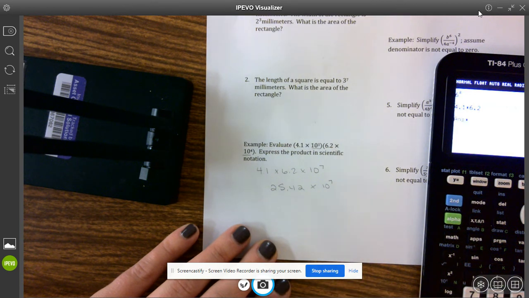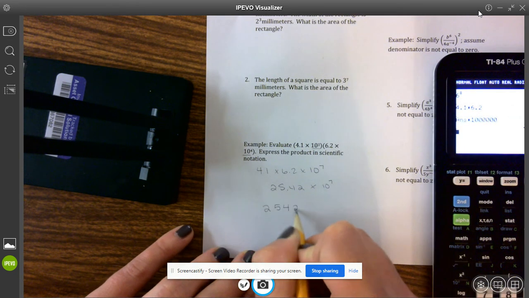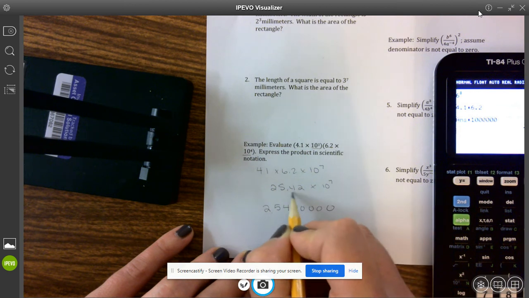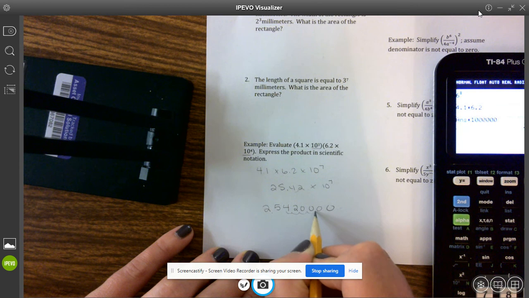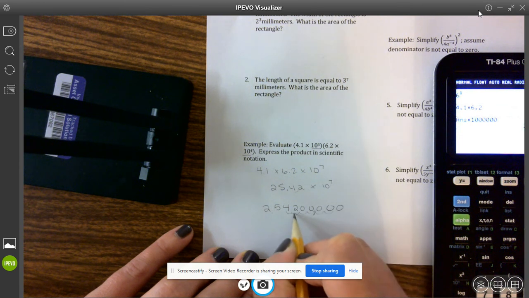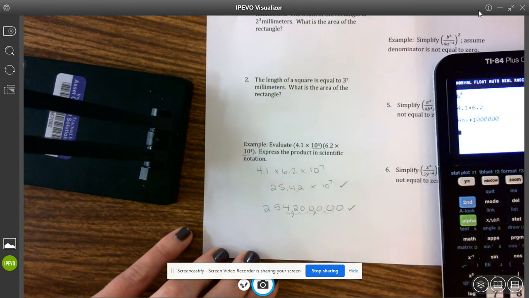So 2, 3, 4, 5, 6, 7. So it's moved over 7 times. 1, 2, 3, 4, 5, 6. One more, 7. Okay. So it could be this or it could be this.